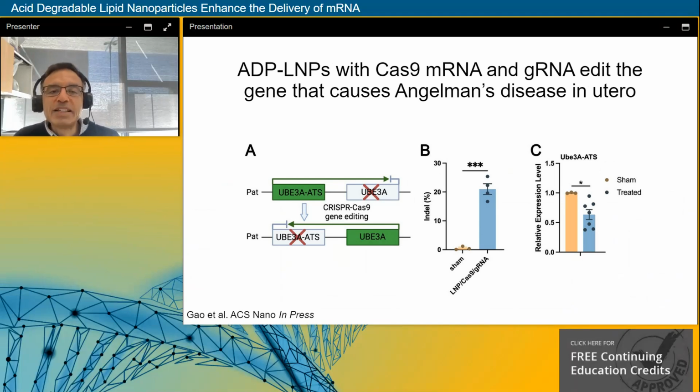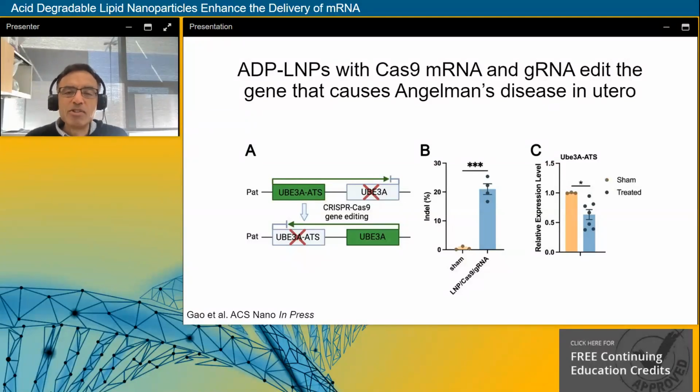Finally, we investigated if we could deliver a therapeutic guide RNA with ADP LNPs in utero. We selected Angelman's disease for an initial test of the ADP LNPs. Angelman's is a devastating neurological disease caused by mutations in the UBE3A gene that basically dramatically lowers it.